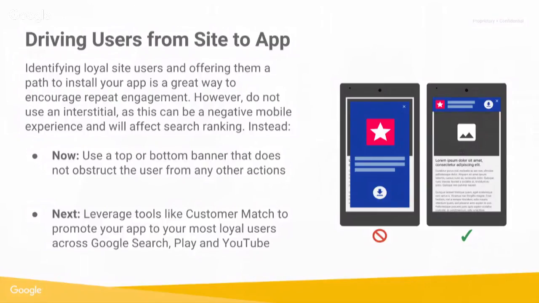What we have seen often is that using interstitials does not really provide the best experience from a mobile perspective and can also affect the search ranking. So what we would advise in this case is to actually use bottom banners that can help the user, while they are on the mobile site, get more familiar with the app and maybe download it more easily. You can also leverage tools such as Customer Match to really promote your app through your most loyal users across Google Search, Play, and YouTube.